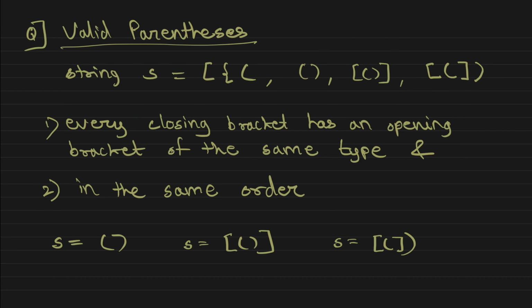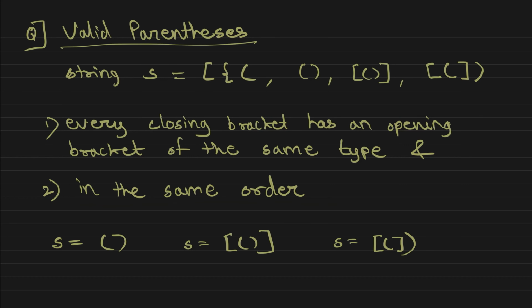So what do we mean by a valid parenthesis expression? Every closing bracket should have an opening bracket of the same type. Okay, so this is the first condition. So if we take this example, here we can see that every closing bracket, like the round bracket here, has an opening bracket which is also of the same type. Similarly, in this expression also we can see every closing bracket, like these two closing brackets, has the corresponding opening brackets. Okay. The second condition that is there, it should also be in the same order.